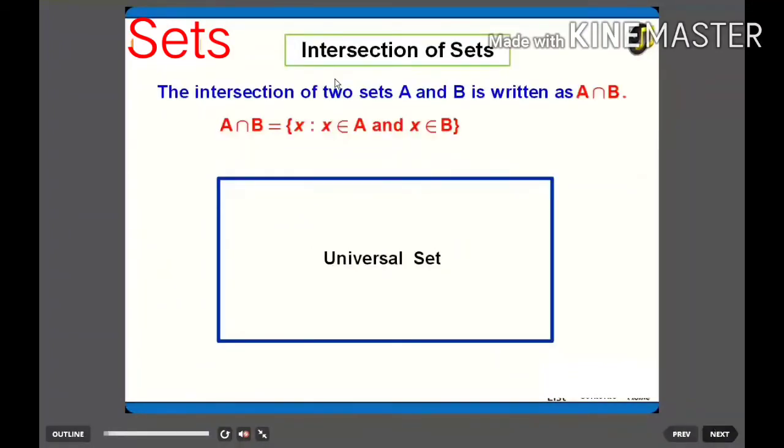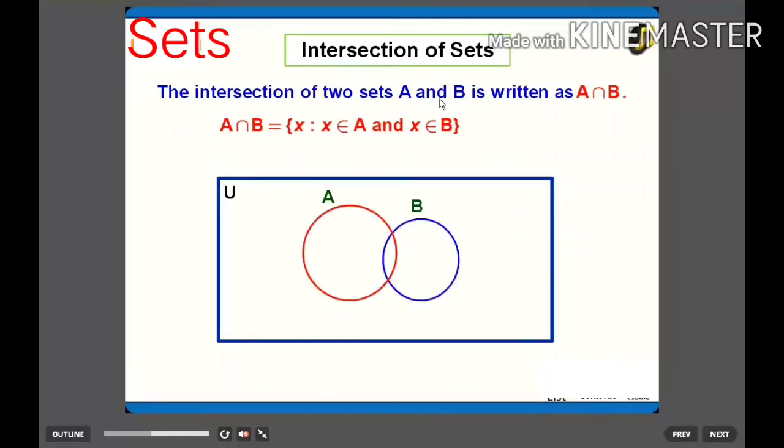Now we will do the intersection of sets. The intersection of two sets A and B is written as A intersection B. Now A intersection B is equal to {X such that X belongs to A and X belongs to B}, meaning it should be present in both A and B. Look here, this is the universal set. In this universal set we have two sets, A and B, and here, look, this gray portion is A intersection B, which is common to A and B.